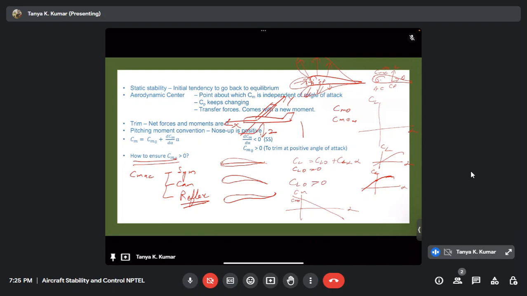I remember that we had discussed this extensively during the first three weeks. I think this question was posed in the first week discussion and then we had answered it in the second and third weeks, and we had discussed this extensively. Can someone tell me how to ensure Cm naught is greater than 0?